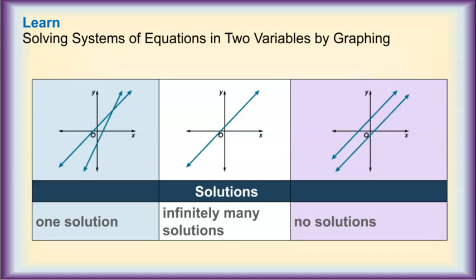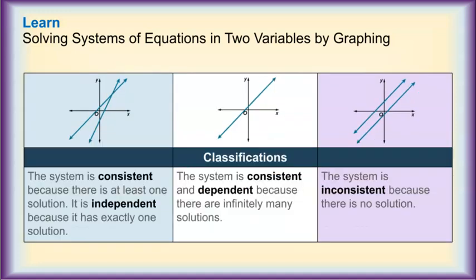So how would we classify these? If they cross, they would be consistent. So the one on the left, they cross exactly once. So this system is considered consistent because there's at least one solution, and it's independent because it has exactly one solution. So one way I think about it is you have two separate lines that cross once: consistent and independent.